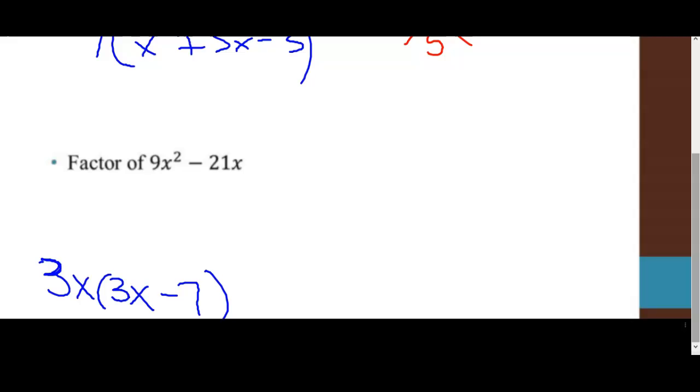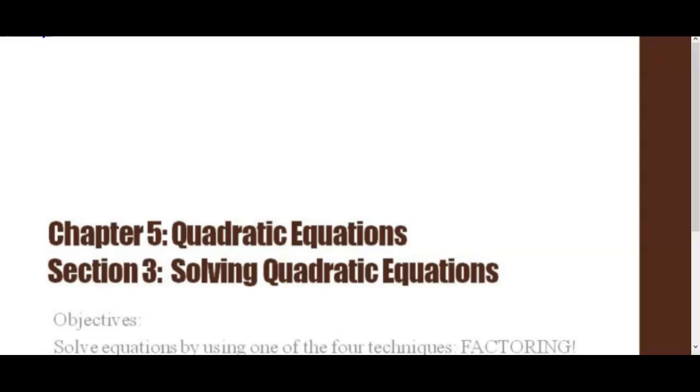So again, up to this point, everything we have been looking at is an expression. The difference between an expression and an equation is an equal sign. So now we are going to start mixing in problems with equal signs. We're in chapter 5, section 3, and now our goal is to solve.